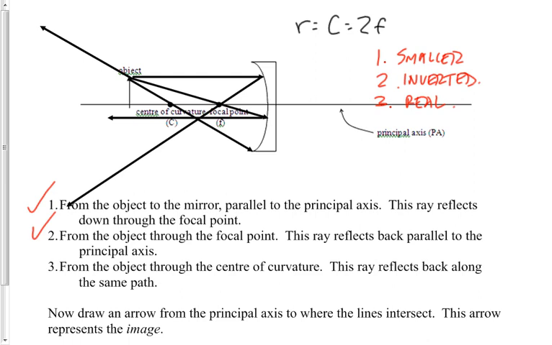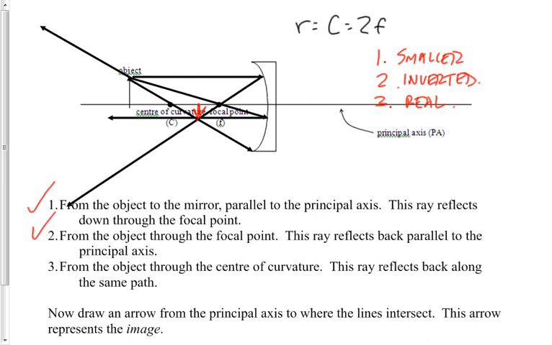Where does that third one intersect? Exactly the same, right? So if I picked ray 1 and ray 2, or ray 1 and ray 3, they all intersect at the same place. So I'm going to get, in all three cases, the same three characteristics. It's going to be my image formed right there.